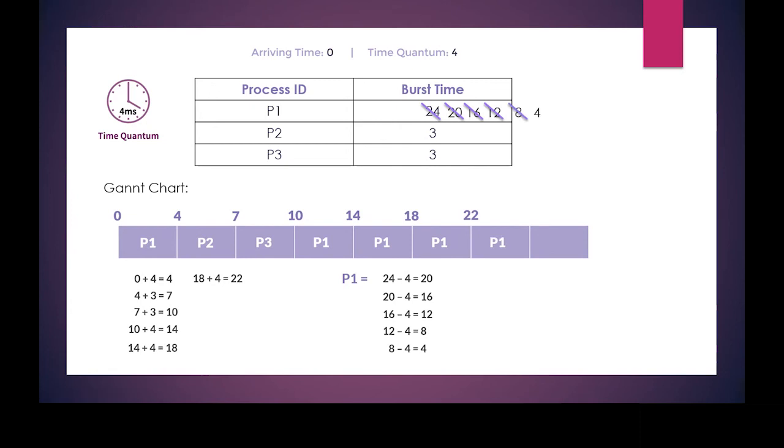We're going to put P1 in here. So from 22 plus 4, it will be 26. And our new burst time would be 4 minus 4, 0. And P1, our completed process, would be 30. So just to check if we're on the right track, we'll just need to add the burst time of the three processes, which is 24, 3, and 3. That would be 30. So just to check we're correct.